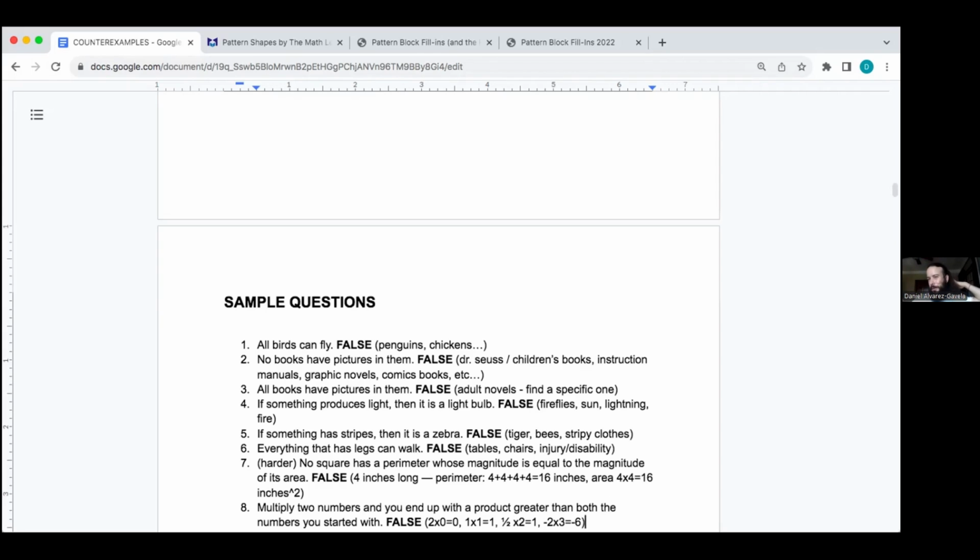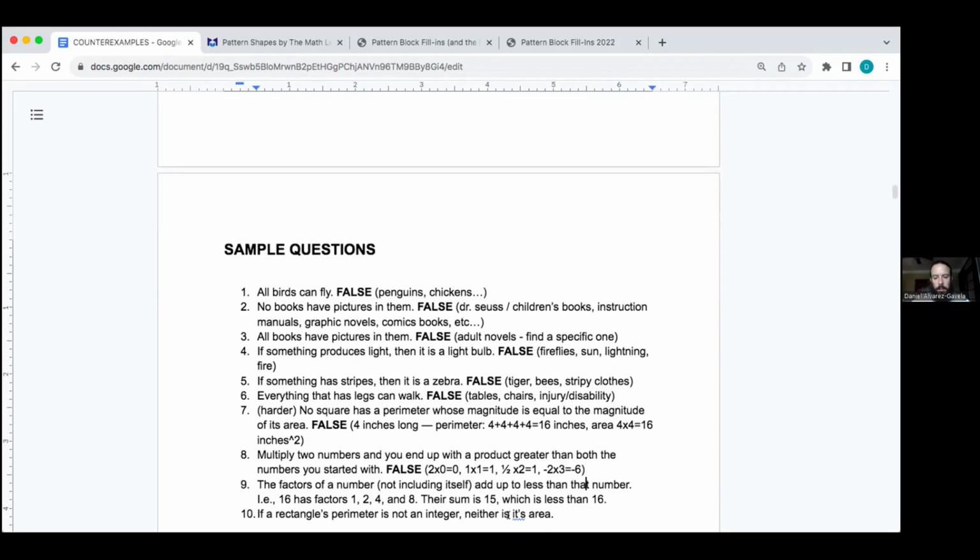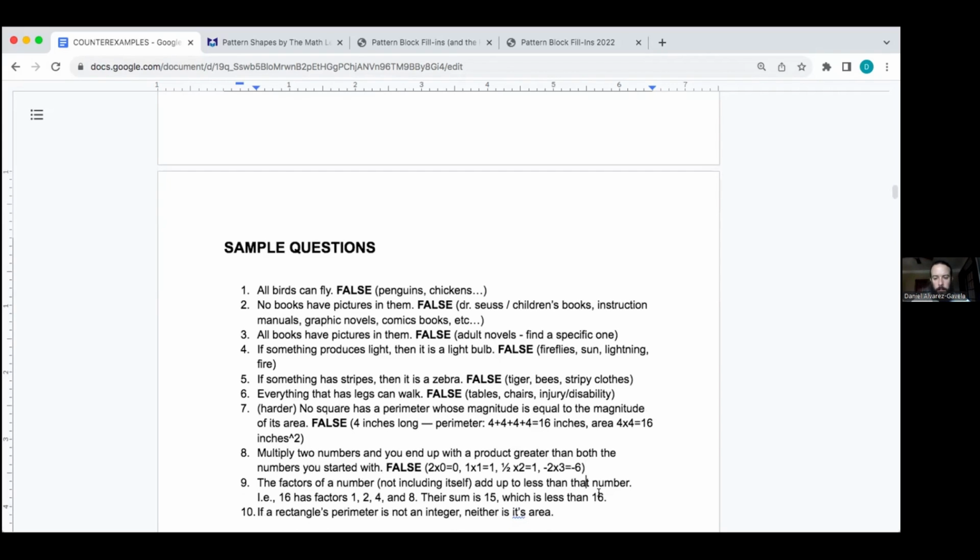Sometimes there's just one counterexample. In the case of the square, for example, I invite you to think about whether there are any other counterexamples, or whether 4 is the only side length for which the perimeter is the same as the area. And that's also kind of an activity that you can propose to your students. I'm going to leave 9 for you to think about.